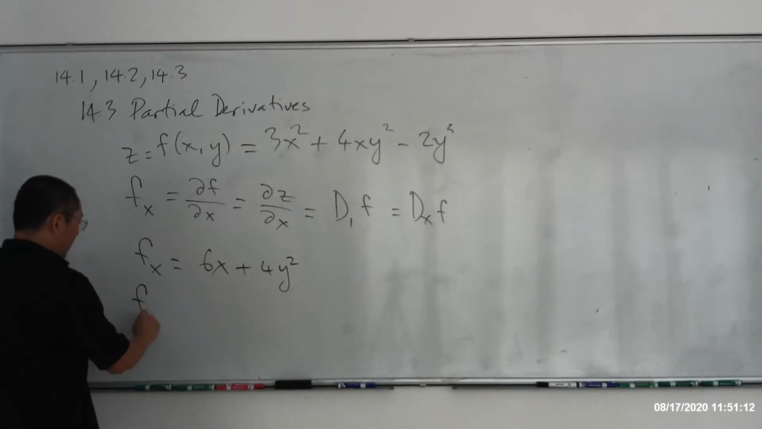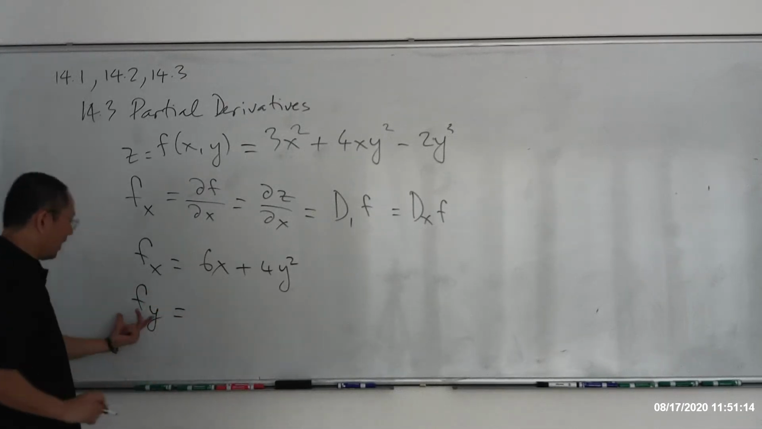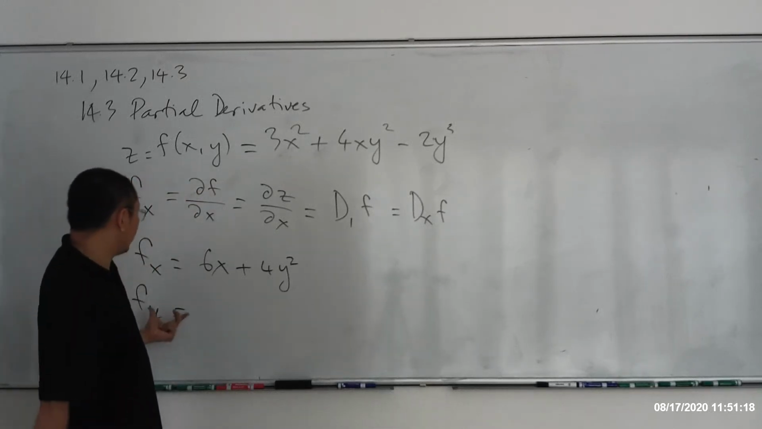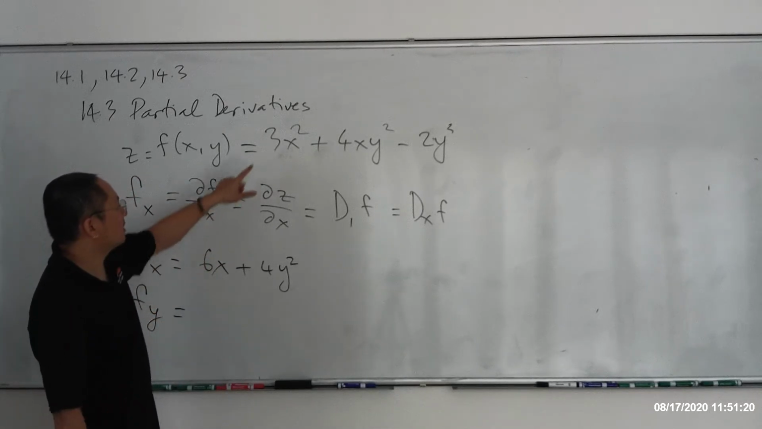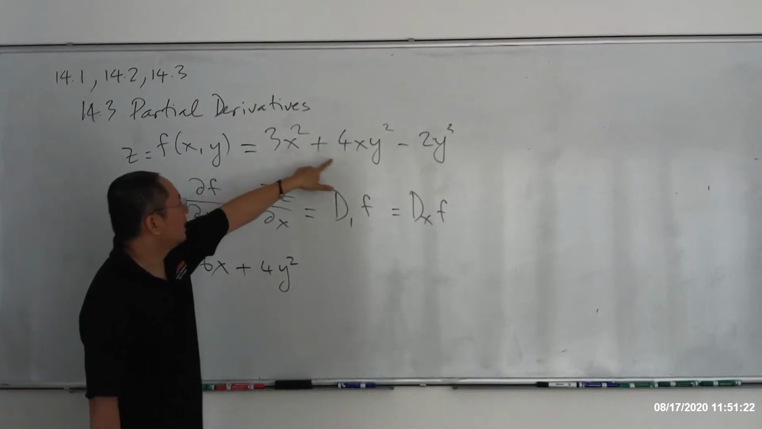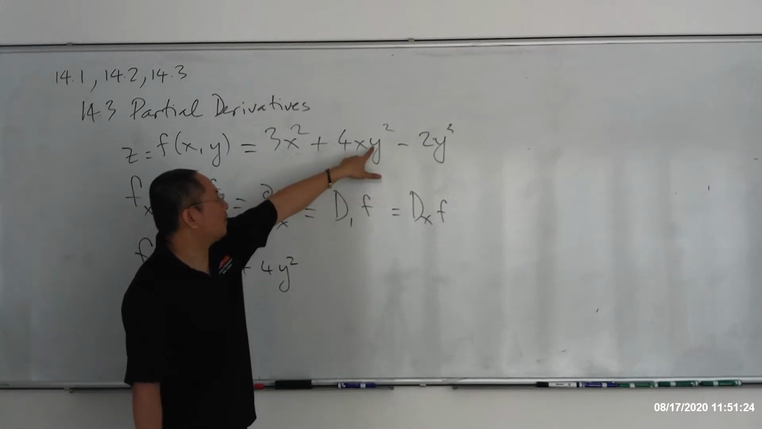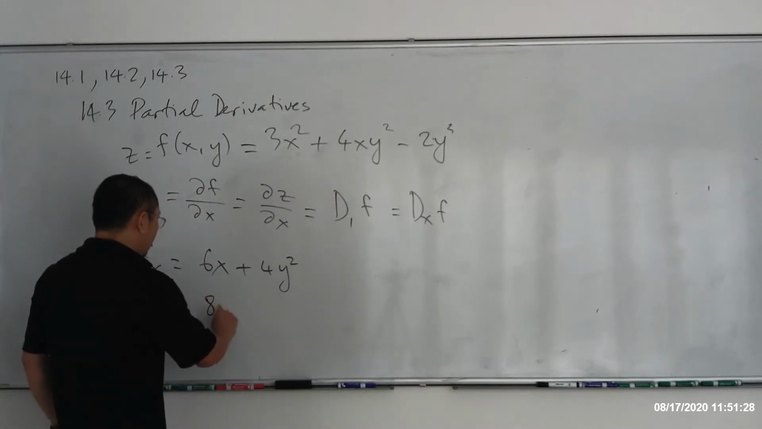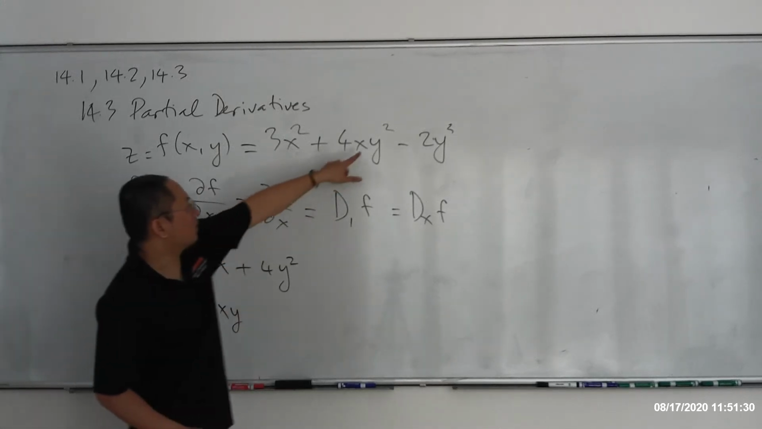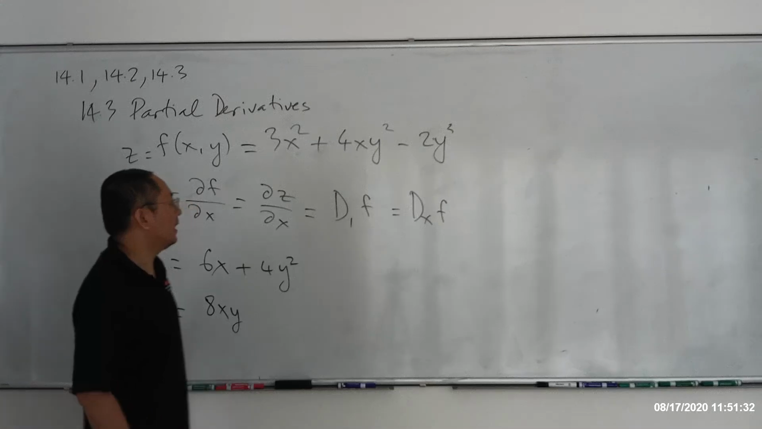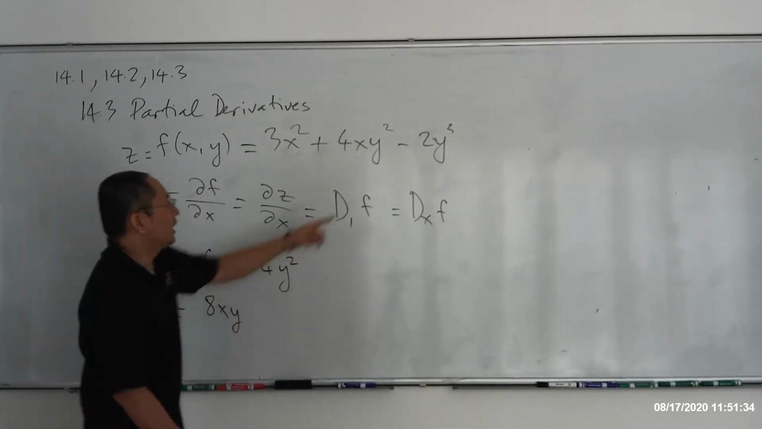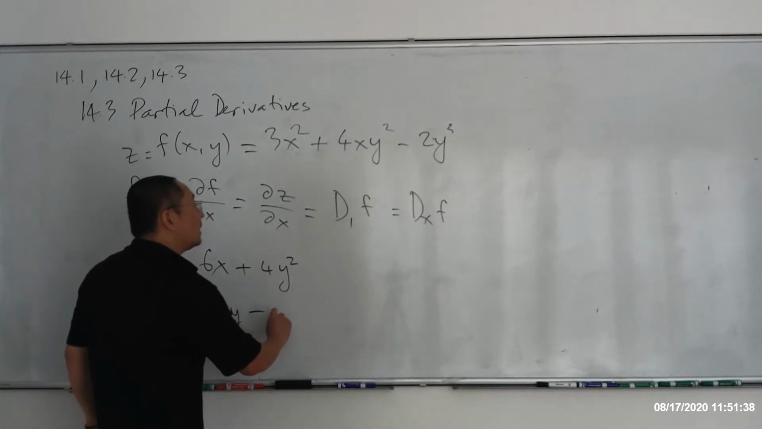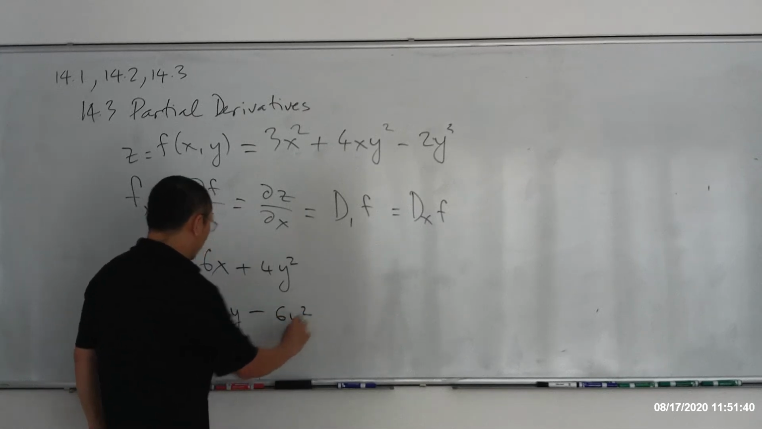Similarly, if I want to calculate df over dy, or f_y right here, what happened? Now x is a constant because the derivative is with respect to y. The derivative of this term is 0. The derivative of y squared is 2y, so the derivative of this is going to be 8xy, because the derivative of y squared is 2y times 4x. And then it's y cubed with negative 2. The derivative is going to be negative 6y squared.